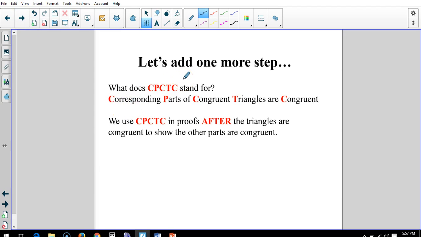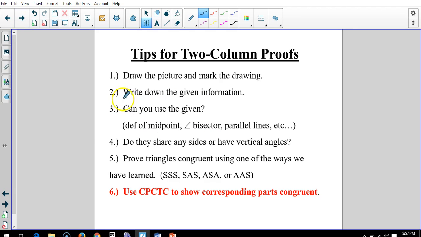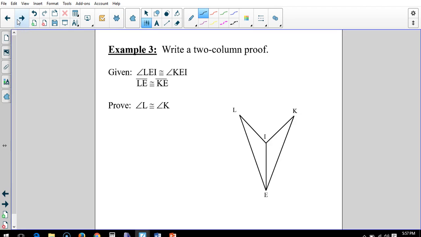Now we're going to add one more step, CPCTC, which stands for corresponding parts of congruent triangles are congruent. So we use this after we prove triangles are congruent to prove other parts are congruent. So this is going to be the same as we've been doing. Steps 1 through 5 are exactly the same we've been doing. And then step 6 is added on for an extra step.